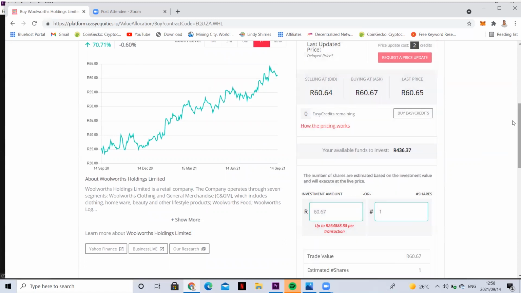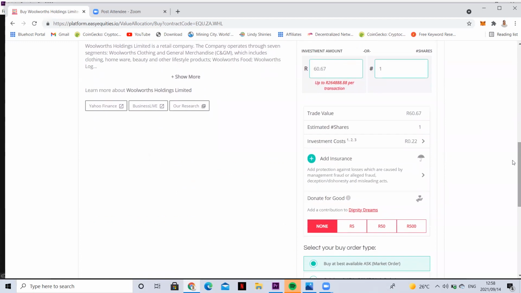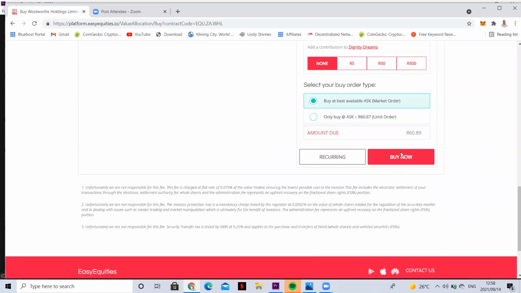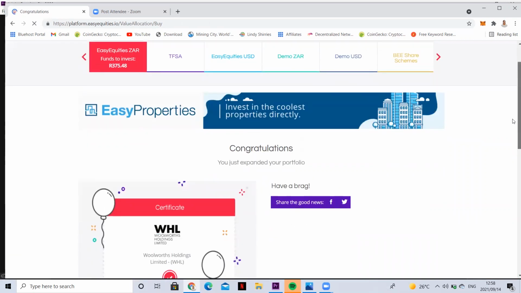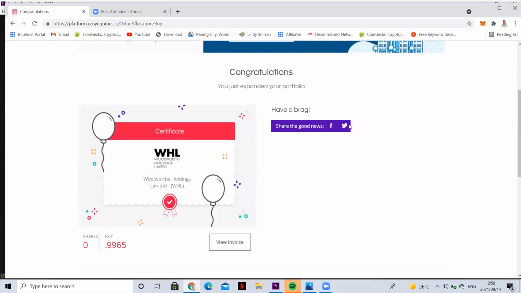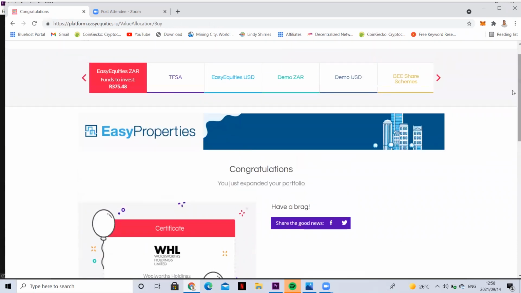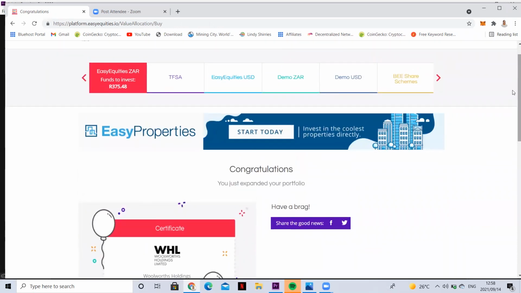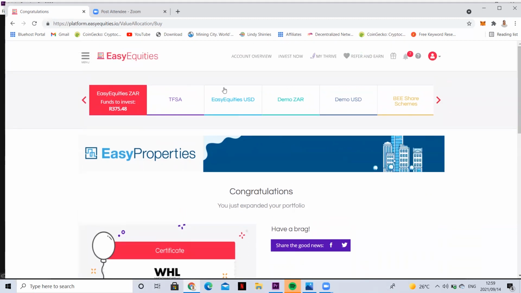And do remember, I'm planning to buy 10. If I have my 10, whatever is remaining, I'll go back and buy whatever I think is good for me. So now I have Woolworths shares, and let's just continue. Now I'm on number 4. I want to buy Sanlam. All right, so let's look for Sanlam as well.